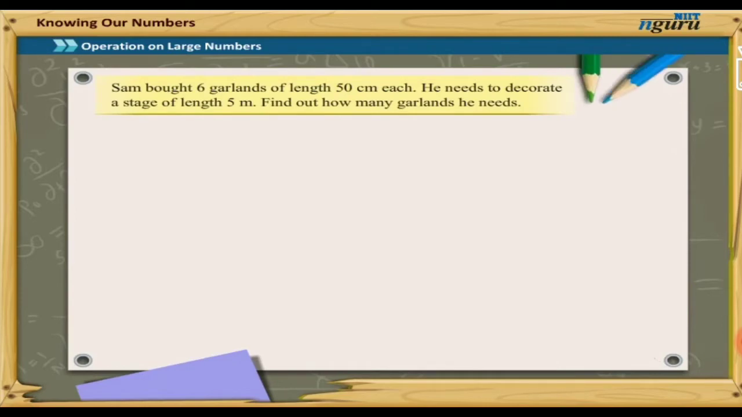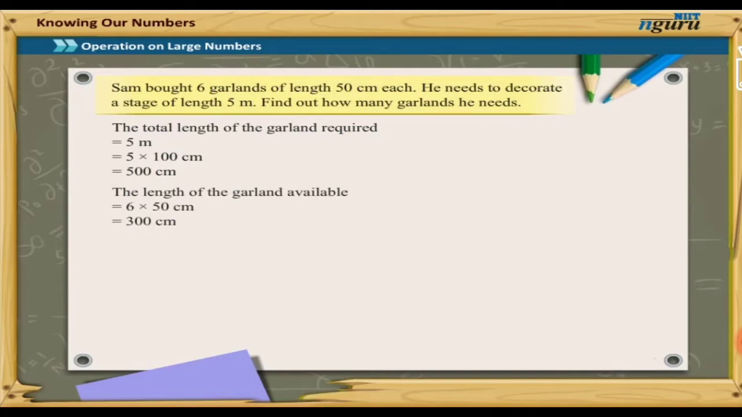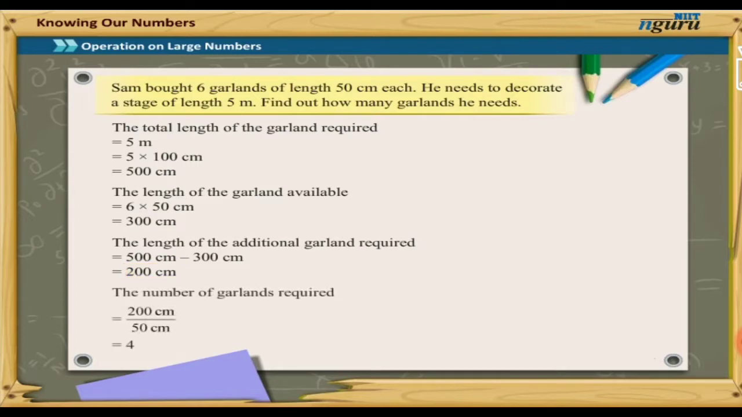Let us now solve some problems based on the conversion of units of length. First, let us find out the total length of the garland required in centimeters. The length of the garland available is 300 centimeters. So, the length of the additional garland required is 200 centimeters. Therefore, the number of garlands required is 4.